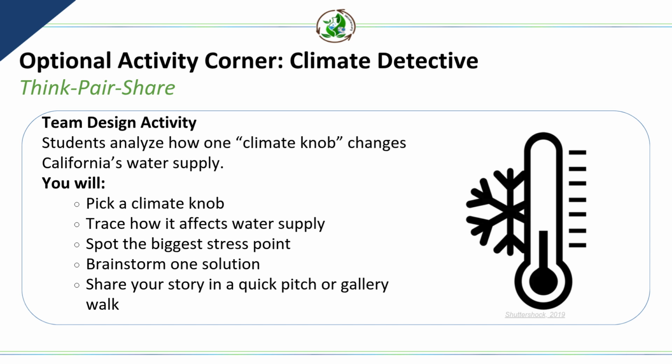Here's what you will do. 1. Pick one climate knob, such as global warming, earlier snowmelt, or erratic precipitation. 2. Trace how this knob affects water supply across California. 3. Identify the biggest stress point where water shortages or risks are most severe. 4. Brainstorm one solution to address the problem. 5. Share your story in a quick pitch or during a gallery walk with the class.